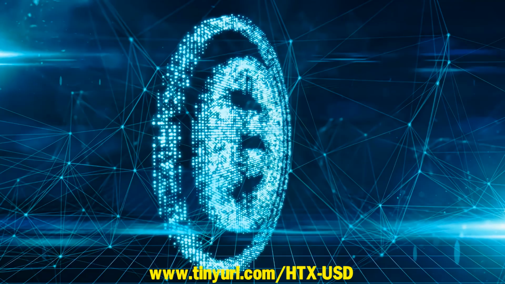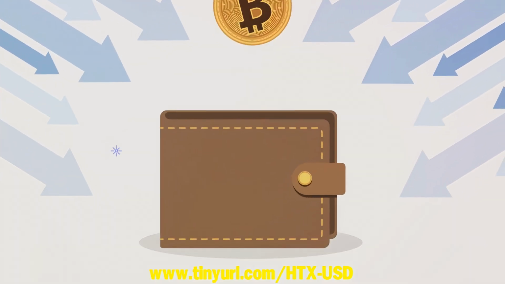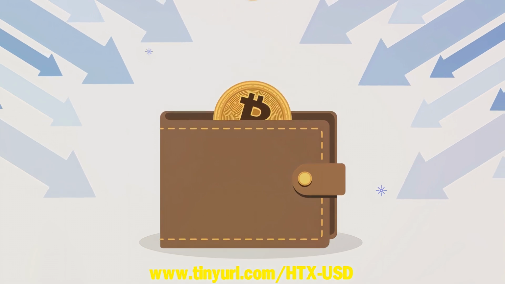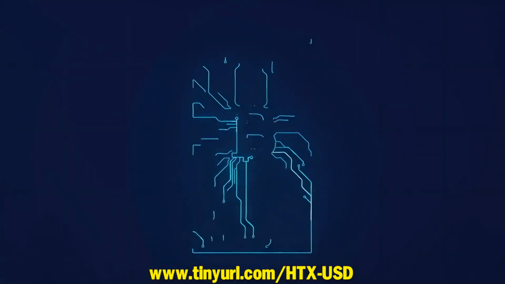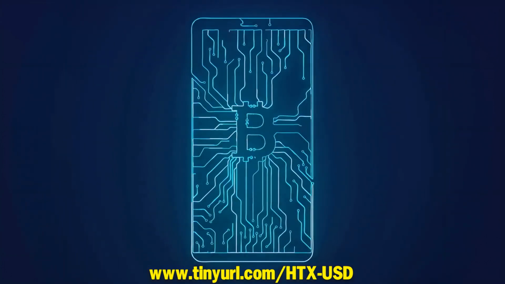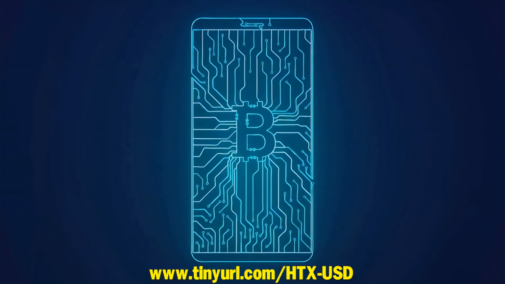Now, setting up a Bitcoin wallet is a simple process, but it's crucial to understand how to do it right, as it involves matters of security and privacy. There are a variety of Bitcoin wallets out there. The three main types are hardware, software, and mobile wallets. Each comes with its own set of advantages and considerations.